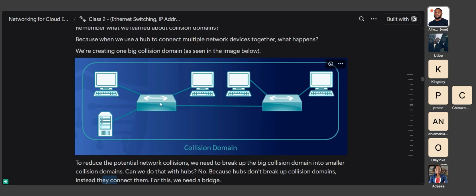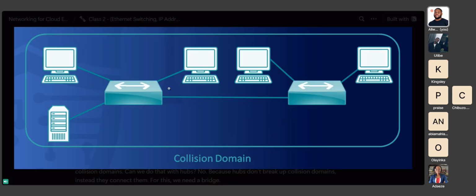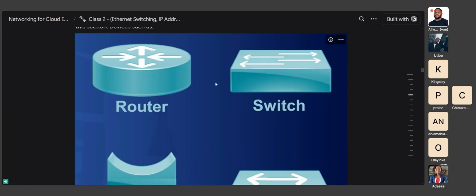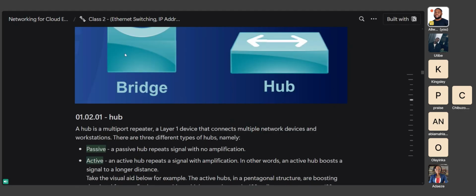Something else to note within these images is the symbols next to them, or the way they are drawn. For instance, you can see a switch is two lines, like two arrows in each direction. A router is sort of cross lines in each direction, and then there are the bridge and the hub.